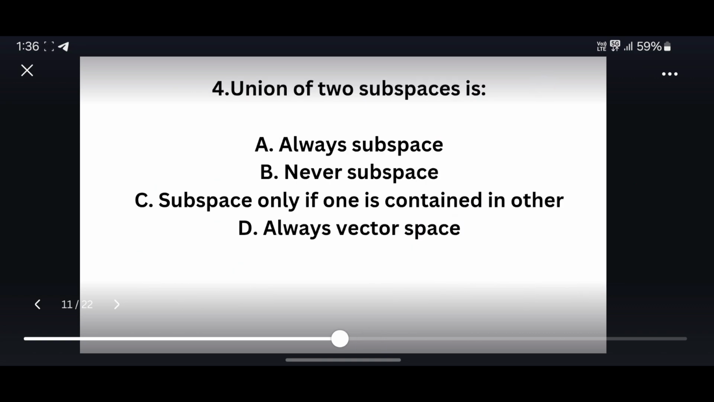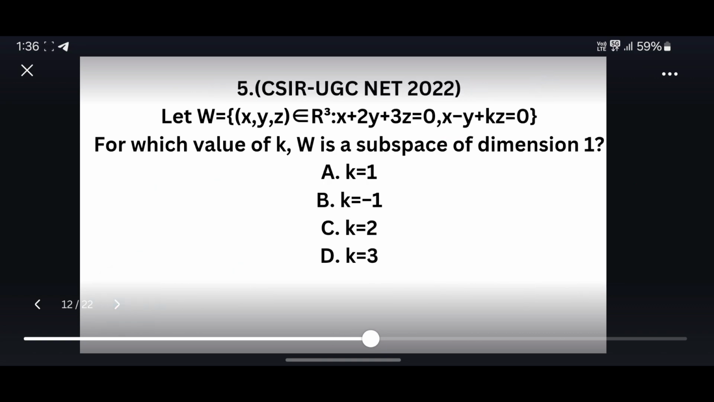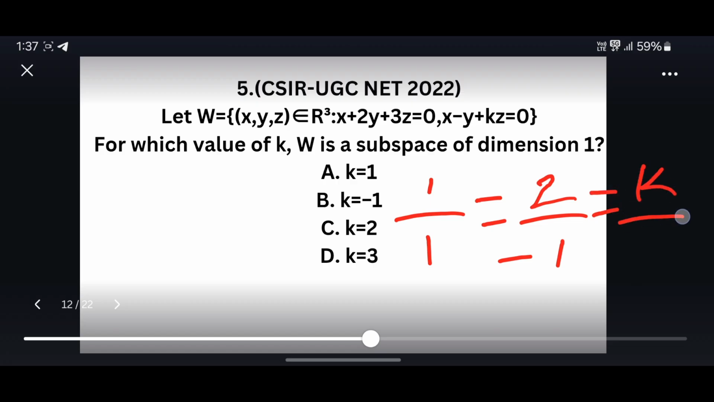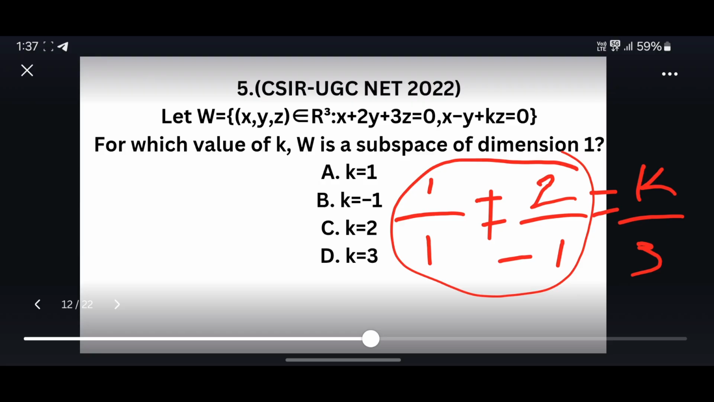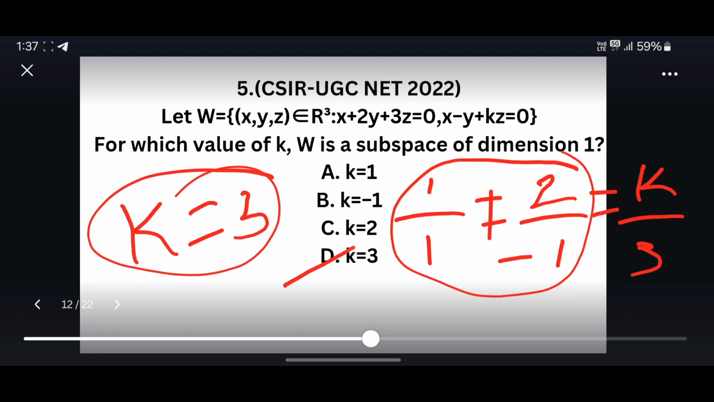By, what is the x value? 1 by 1. Next, 2 by minus 1 equal to k by 3. And observe here, this 3 is not equal. Both are not equal. That's why k equal to 3. What is the option that is correct? Option D is correct. This is the short trick for finding the k value.